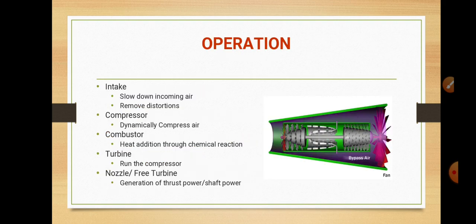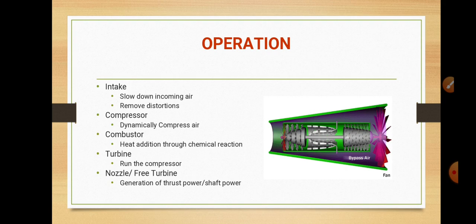Then we'll move on to how these gas turbines operate. Here we have five sections: intake, compressor, combustor, turbine, and then the nozzle. That is a free turbine, we can call it.